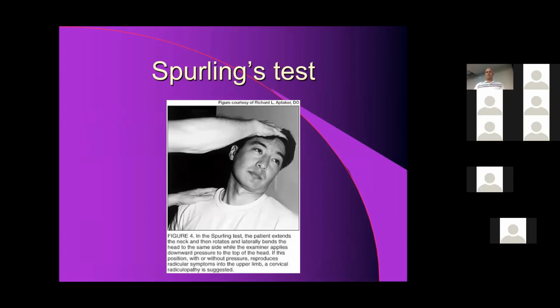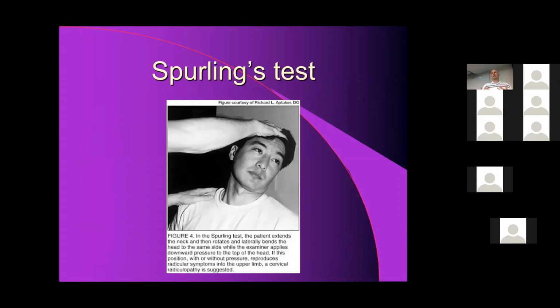Spurling's maneuver, good picture of doing that here. And in this case, they're doing it passively. So you're passively moving the neck into extension and rotation towards the ipsilateral side. If that reproduces their shoulder pain or reproduces radicular symptoms down the arm, is what I would call a positive test.